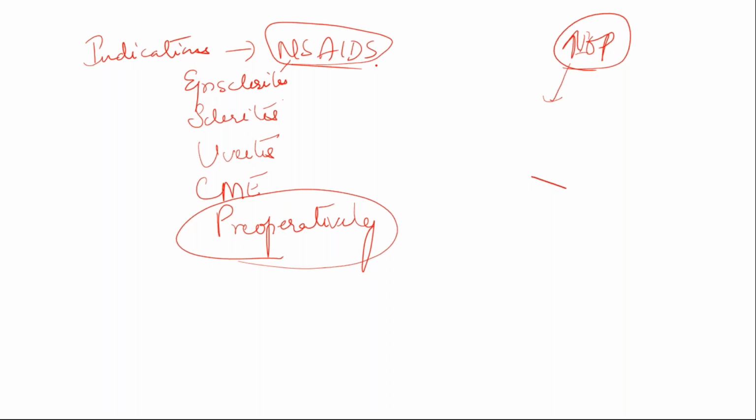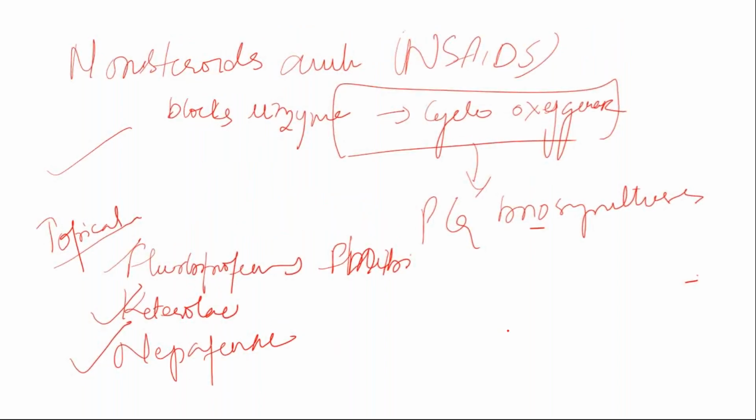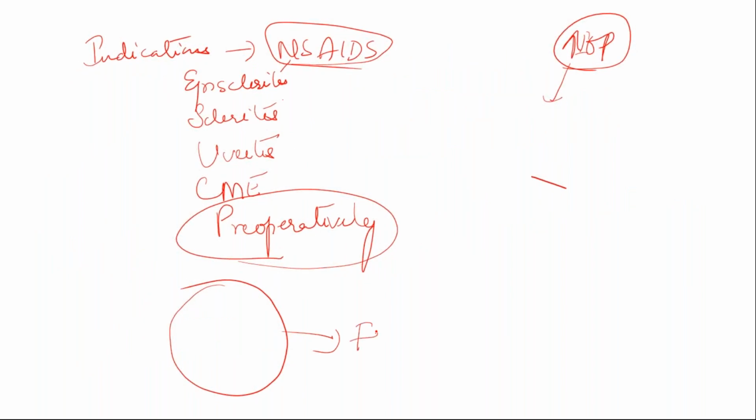Okay. So sometimes we use these drugs to maintain the pupil dilatation. We will dilate the pupil for cataract surgery. To maintain this dilatation, some surgeons will prefer to give non-steroidal anti-inflammatory drugs. So these are the indications for non-steroidal anti-inflammatory drugs.